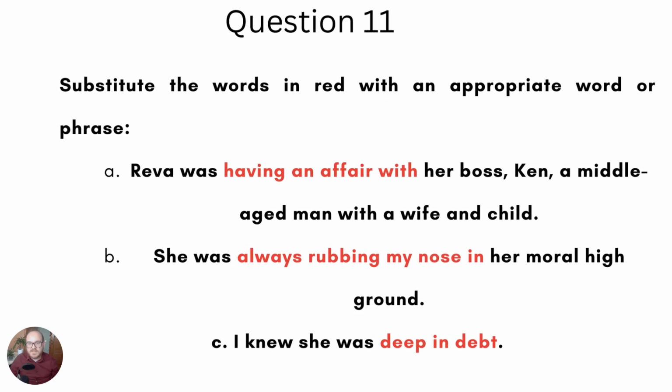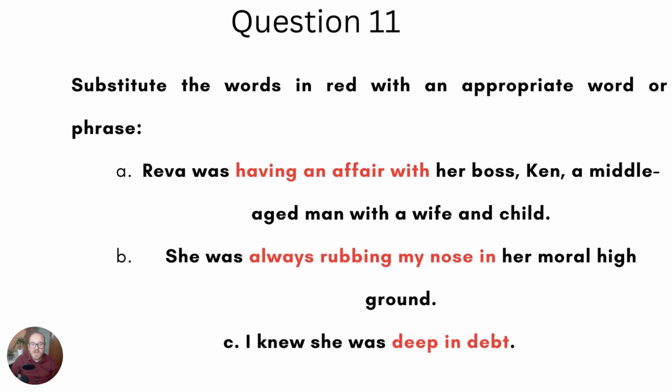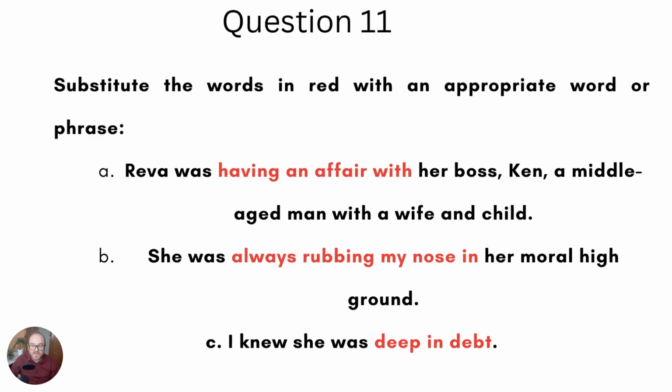Question 11. Substitute the underlined words with an appropriate word or phrase. I will just read the answers I have. A. Riva was secretly seeing her boss Ken, a middle-aged man with a wife and child. B. She was constantly reminding me of her moral high ground. C. I knew she was financially struggling.